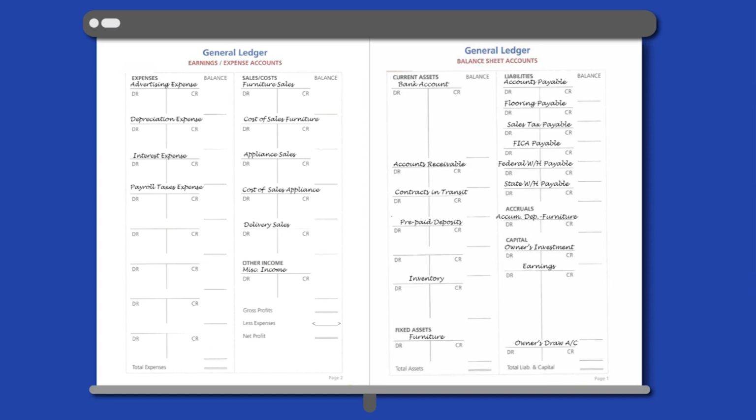Number 5 is rent expense. Number 6 is salaries expense. The next one is telephone expense. And the last one is utilities expense.